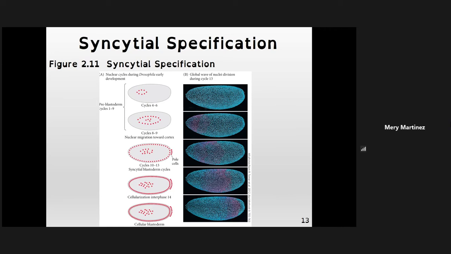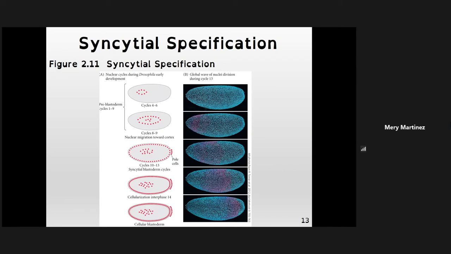Okay, the last type of specification is the syncytial specification. It's characteristic of most insect classes, and this type of specification uses both autonomous and conditional elements.